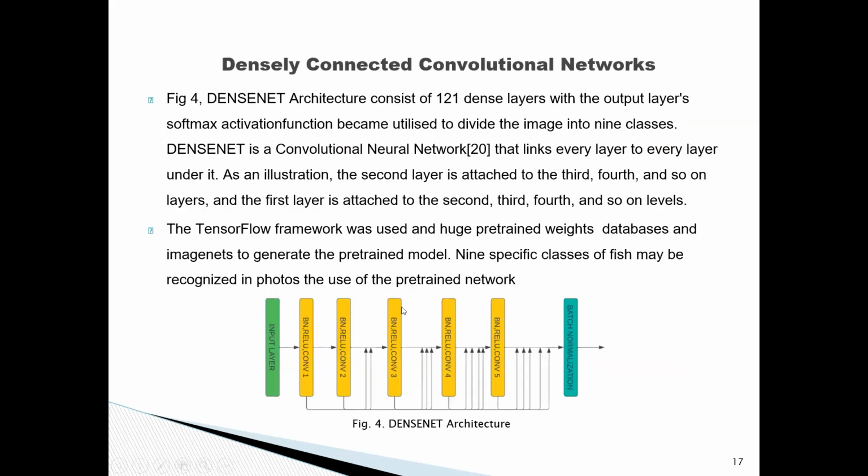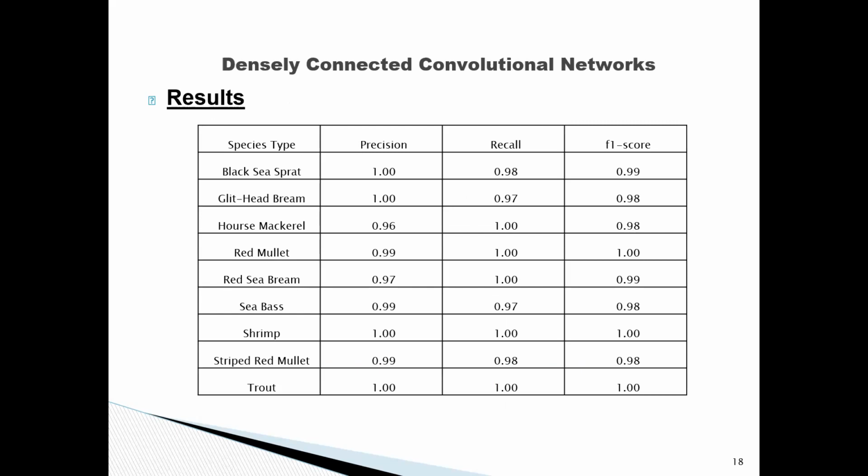This is the architecture of DenseNet. Each and every layer is able to connect with the previous layers, with batch normalization and ReLU activation functions. This is a brief introduction to the dense layers. It connects with everything. Here too we have used transfer learning. When it comes to the results, these are the 9 species with different precision, recall, and F1 score using the densely connected neural network.